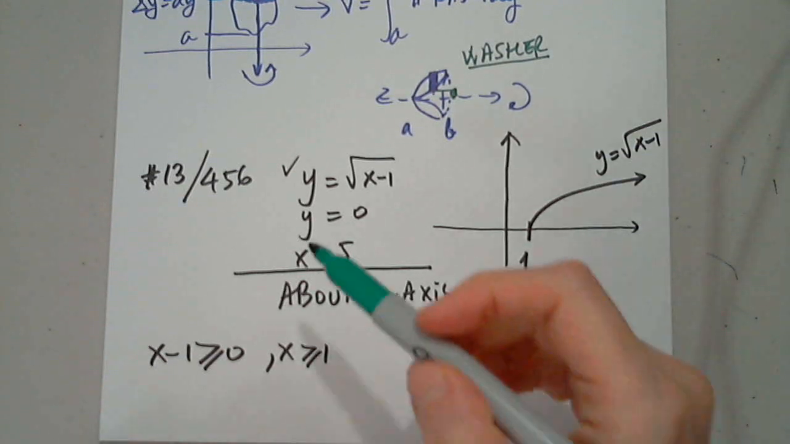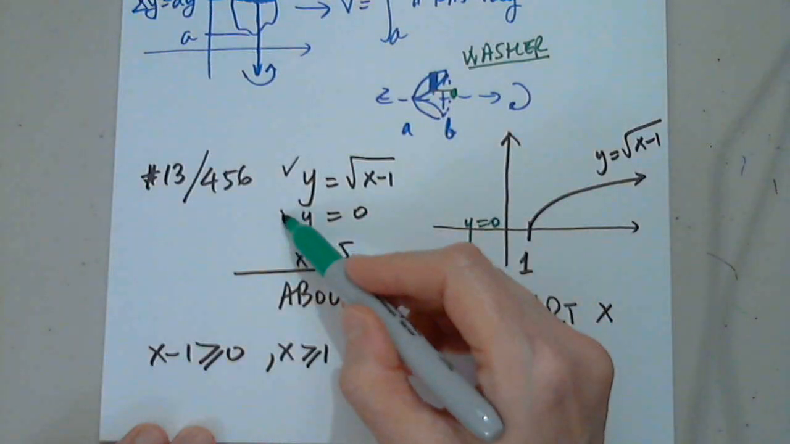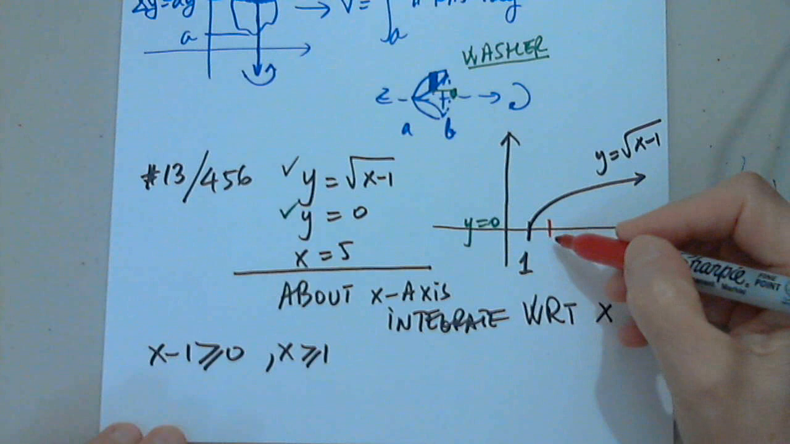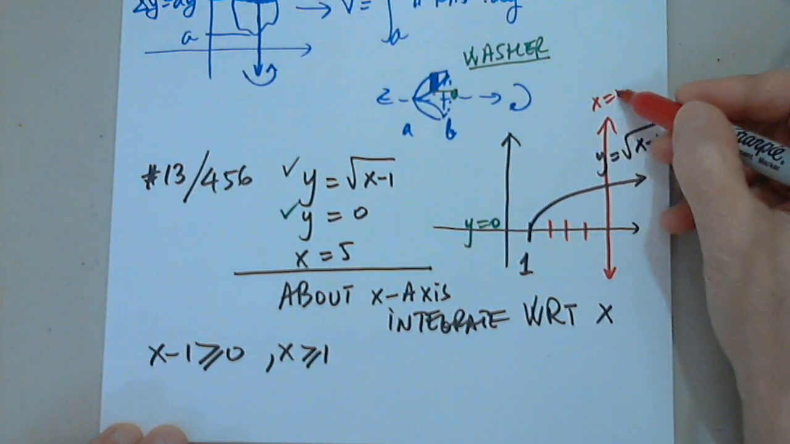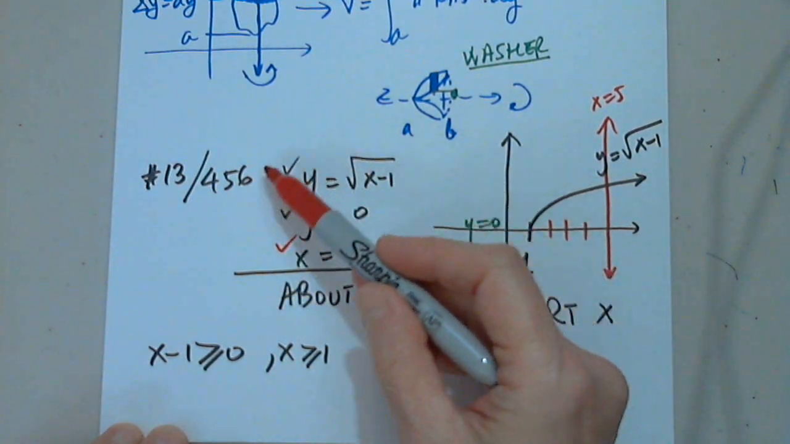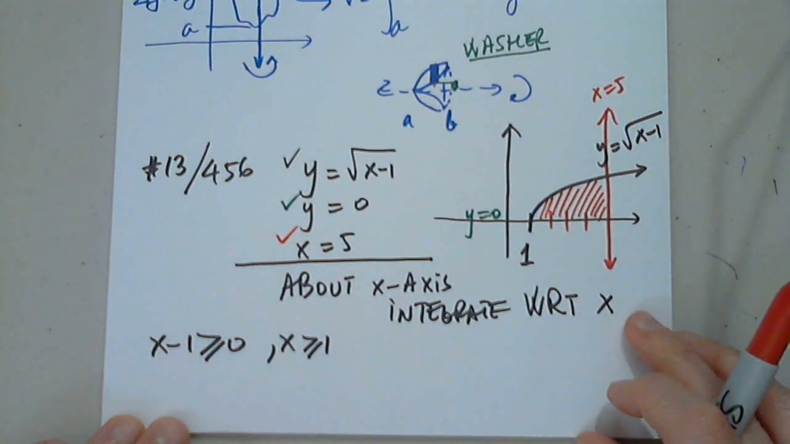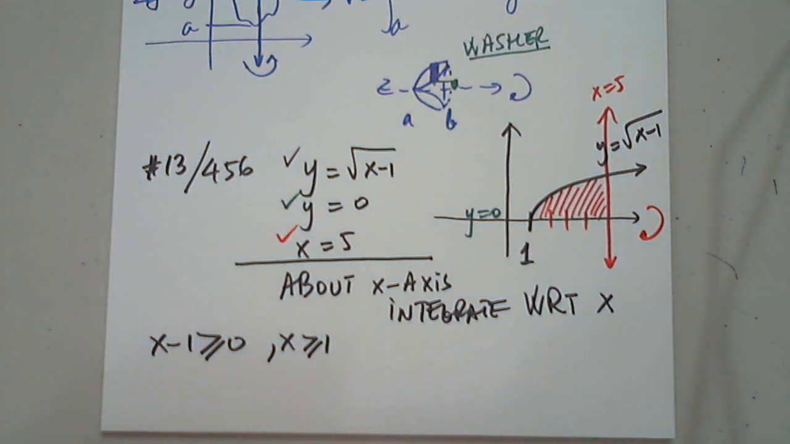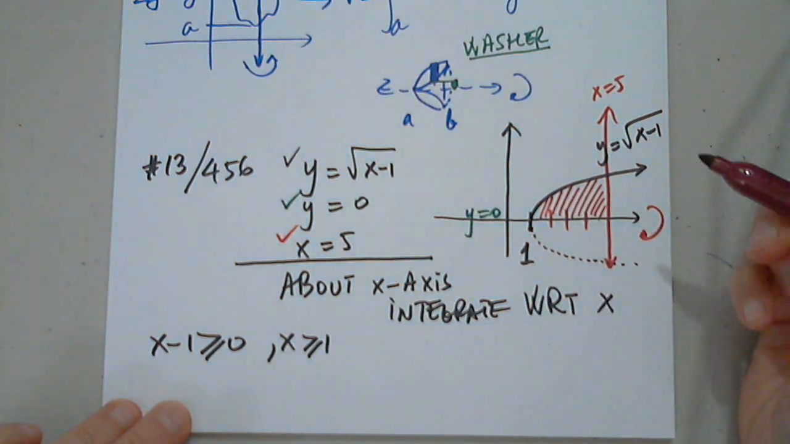Next one, y equals 0. Very easy, it is the x-axis. Done. The next one, x equals 5. So if this is 1, 2, 3, 4, here is x equals 5. And now I have the area enclosed by these curves. We're asked to rotate it about the x-axis. Okay, fine. So I'm going to rotate it with respect to the x-axis, and it will look something like this.